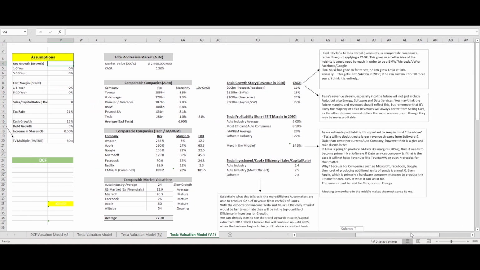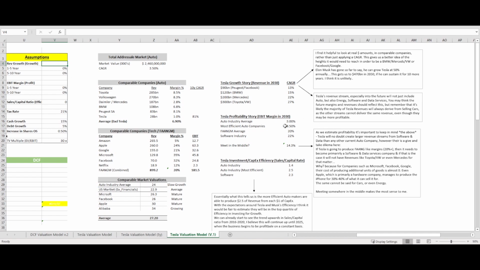But before we do that, let's slide over here. This will be our analysis section of the spreadsheet. Here I have some data on comparable companies in the auto industry as well as comparable tech companies, for which I am going to be using the FANG stocks, plus Microsoft, FANG-M if you like. We're going to use these to come up with a realistic or base case growth story for Tesla.